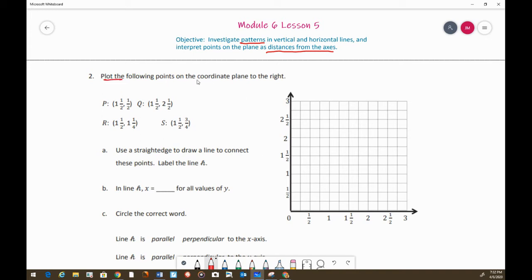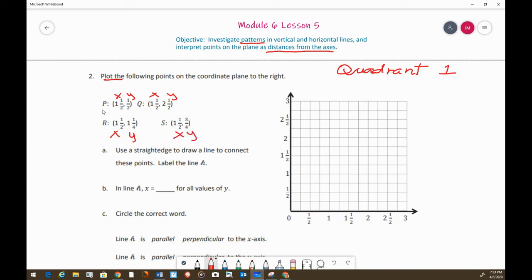Plot the points on the coordinate plane to the right. Here's your coordinate plane, and this also has a name. It's called quadrant one. Let's do point B. The other thing I recommend is for you to label each thing: this is X and this is Y.